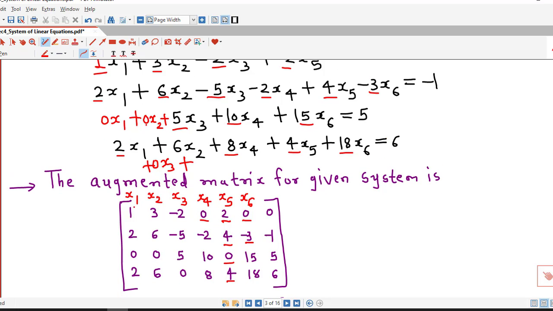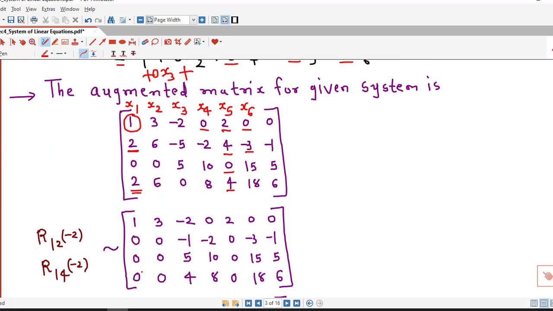So now we start with the first non-zero entry of the first row. We require the entries below this to be 0. For that we multiply the first row by -2 and add it to the second row, and the same operation, multiplying the first row by -2 and adding it to the fourth row. So the second and fourth rows will change. The first row is written as it is, and the third row is also written as it is.